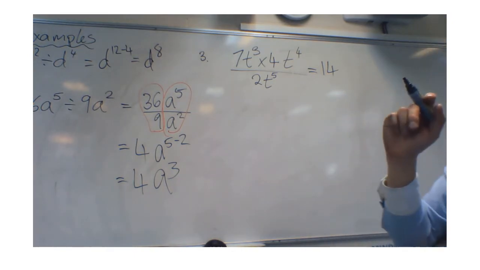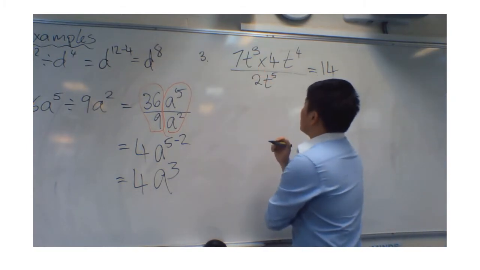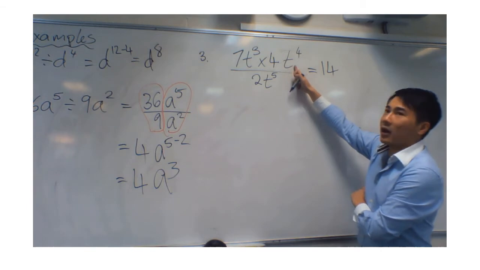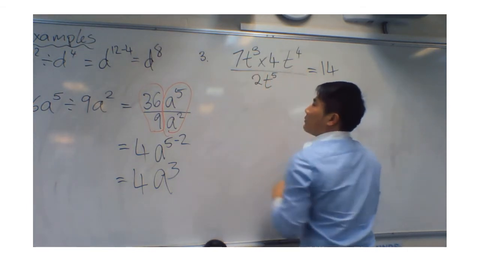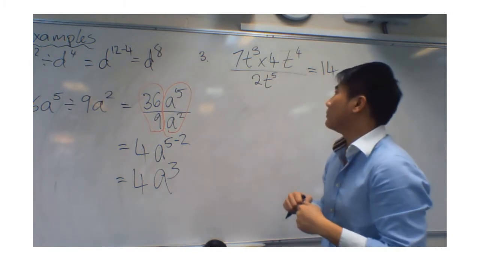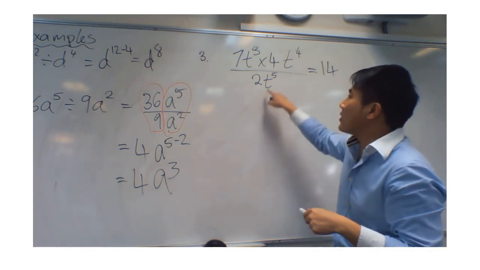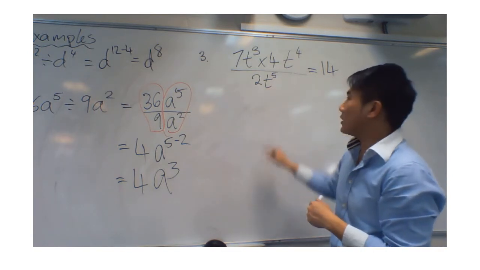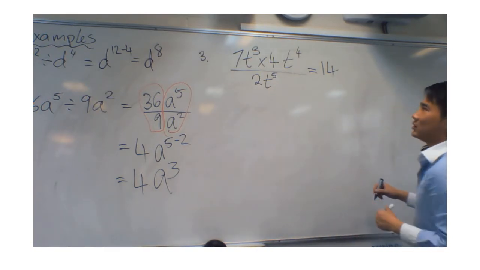So now we've got t to the power of 3. Alright? And then we're multiplying it by t to the power 4. If I'm multiplying with the same base, what can we do to simplify it? We can use the first index law. And then we are dividing. Is it the same base? Yes, it is. I can use the second index law.